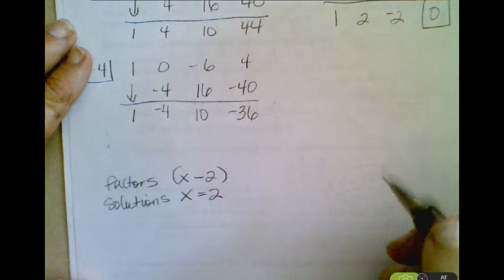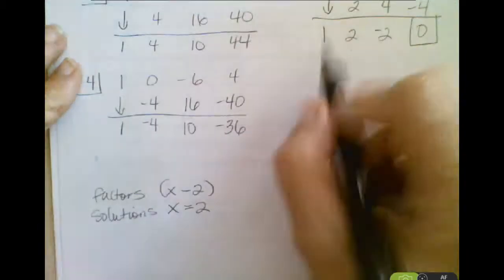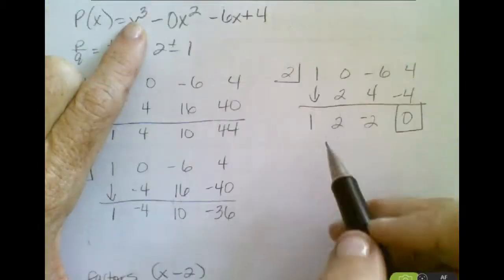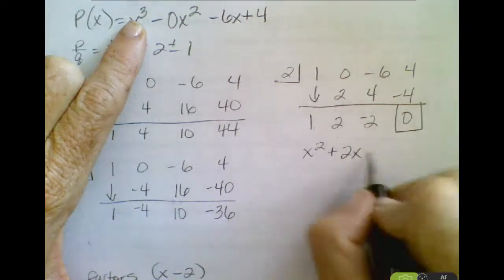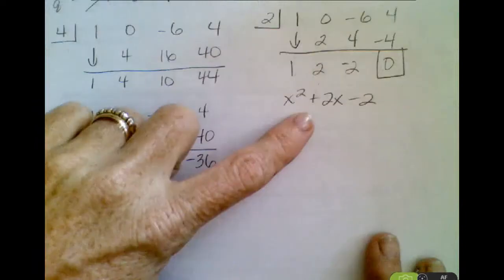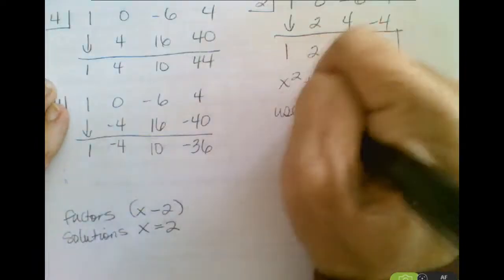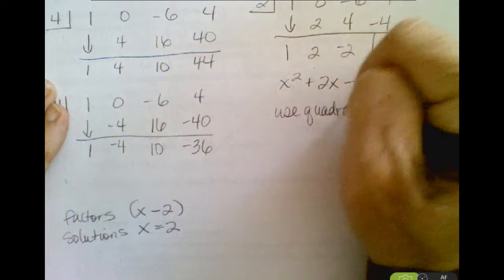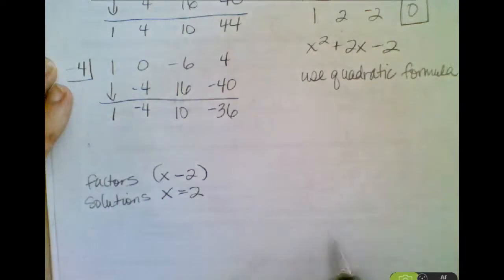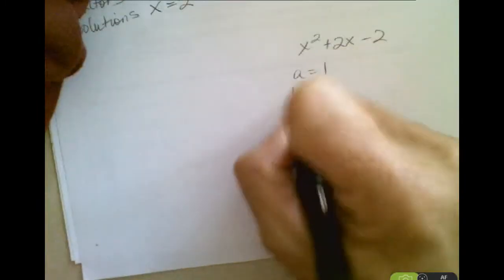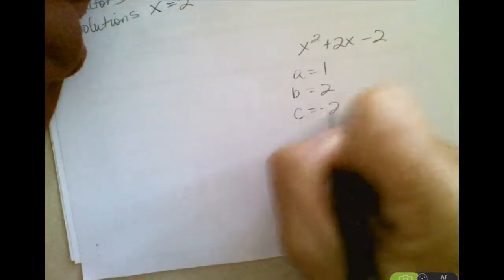Okay. So now I have to write my remaining factor. This started as an x cubed, right back up here, so my answer here needs to start as an x squared plus 2x minus 2. Also not factorable, so now I must use the quadratic formula to solve that. Okay, let's do that down here. So I've got x squared plus 2x minus 2, a value of 1, b value of 2, c value of negative 2.